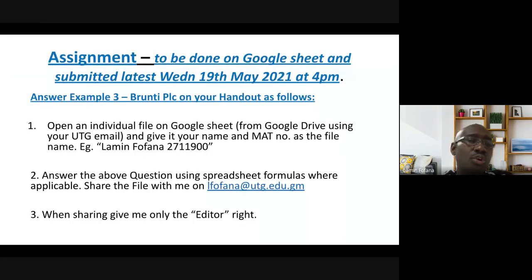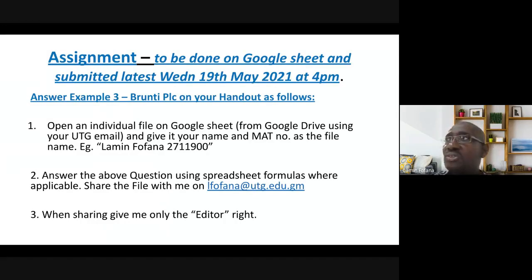Each and every one of you is going to work on separate files. Is that clear? No shared files. Open it on your Google Drive and share with only me. Because what I'm going to mark is going to form part of your final score. I'm going to give you a couple of assignments, and then I'll mark all of them and average them. That will be part of your 25 marks. Please take note of this.